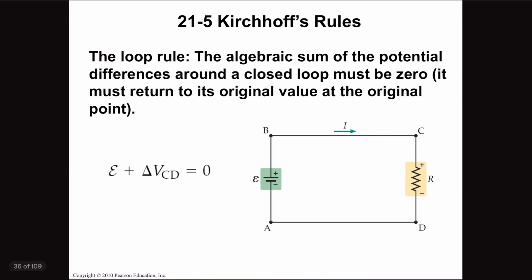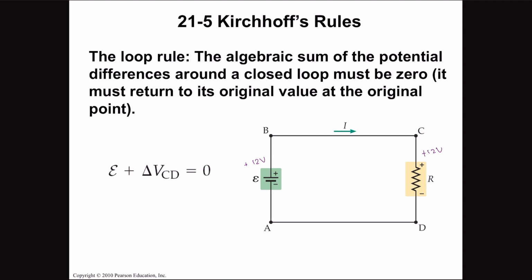All right, next we have the loop rule, and the basic idea is that the potential drop around any closed loop must be 0. It has to return to its starting point, and I was hinting at this a little bit in class. So let's say this is 12 volts here, so it's a plus 12 volts, which means that carries this whole way around and stays plus 12 volts over here. But then it has to go through the resistor.